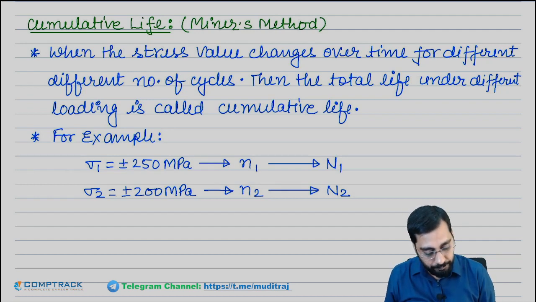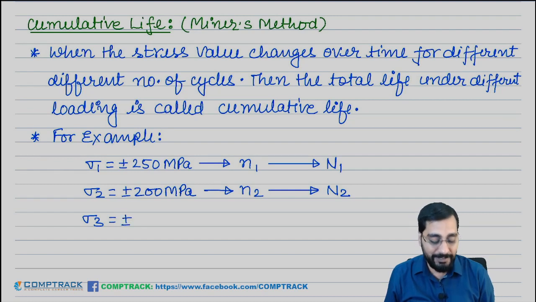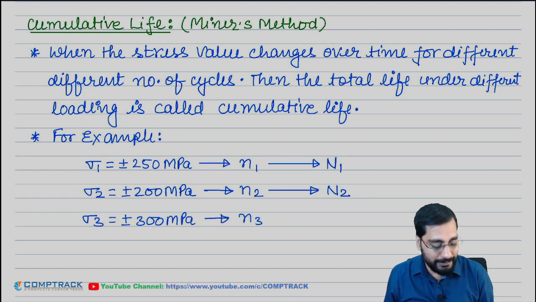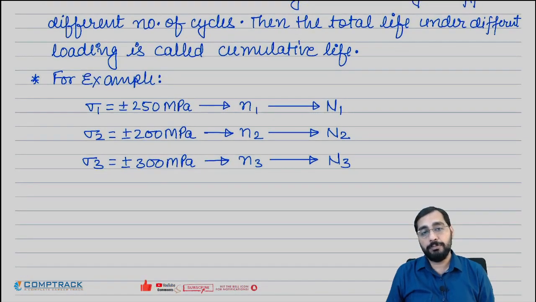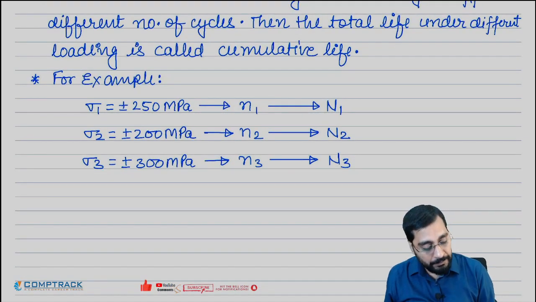Now, similarly, sigma 3, let's say it is 300 megapascal. Under this stress, only small n3 cycles are completed, but it could complete alone capital N3 number of cycles. Got the point or not? Like this.